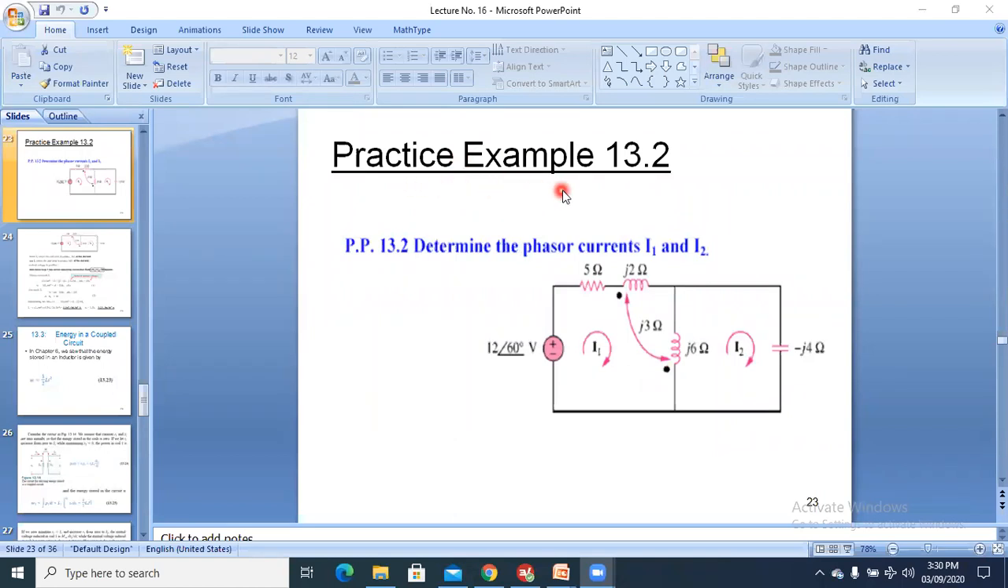In the last lecture, I assigned practice problem 13.2. In this problem, we have a magnetically coupled circuit, and this is the phasor representation of the circuit. We have to find the phasor currents I1 and I2 in the circuit.